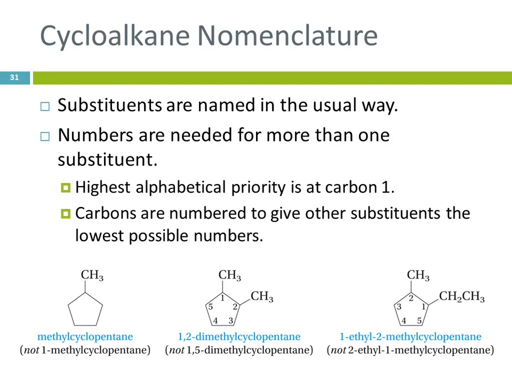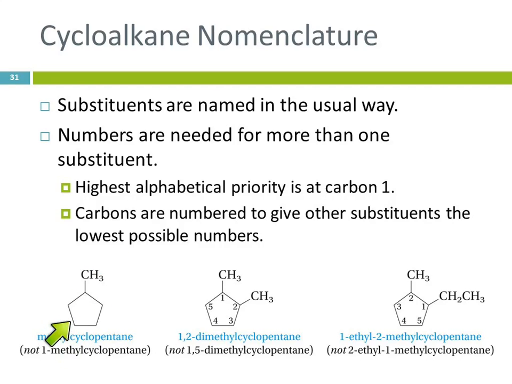We name the substituents in the same way. If we have more than one substituent, we need a number. But if we only have one, we're fine. When we have more than one, we sometimes have to decide where we're going to start numbering because you could start at either one. Whichever one gets the alphabetical priority, the highest priority, comes first in the alphabet. That's the one we're going to choose for number 1. And then you can number clockwise or counterclockwise, but we're going to number to give, again, the lowest numbers.